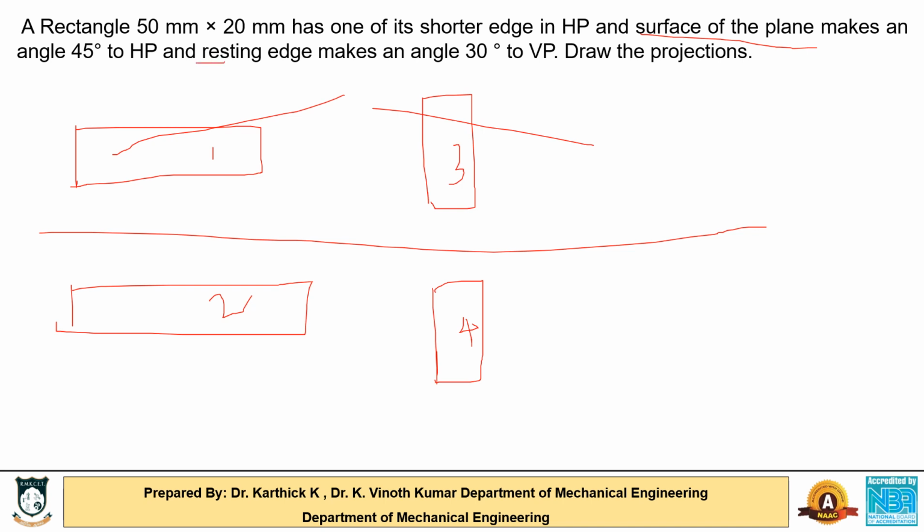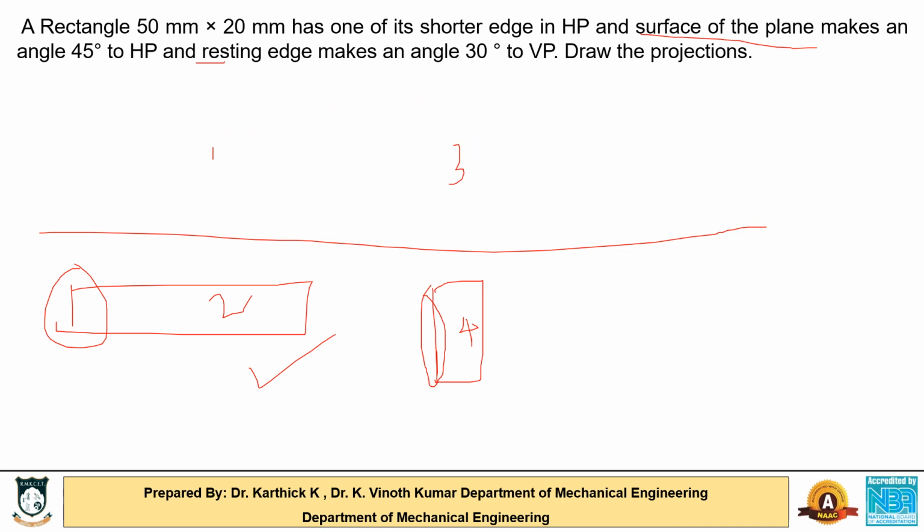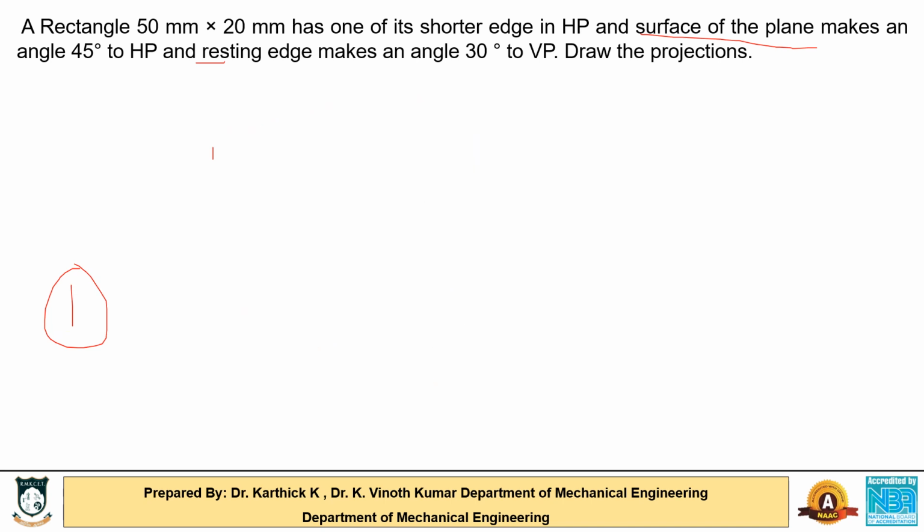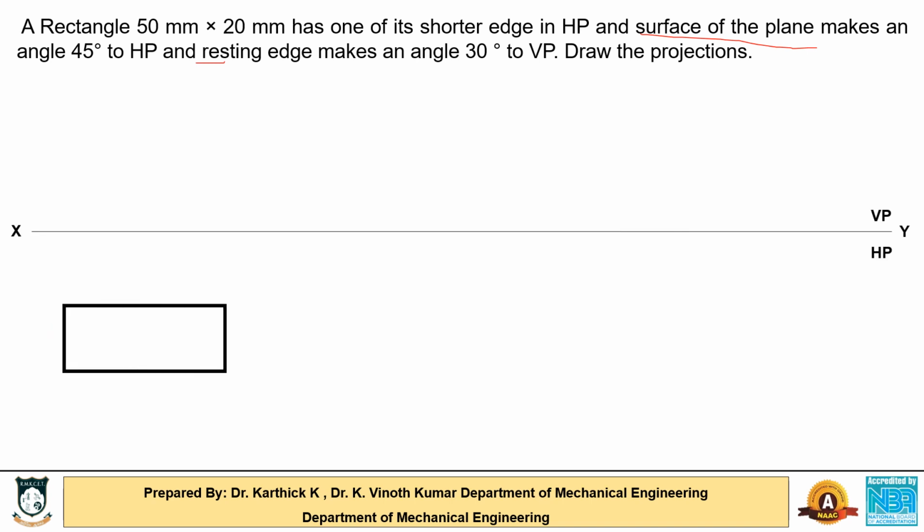If you see here, one of the shorter edges is resting on HP. So definitely, this is a shorter edge and this is a longer edge. But as per the condition, it is a shorter edge, so the possibility 2 is the right one. So we have to see what the condition is first of all. Once or twice, read the question properly, whether it is resting on the shorter edge or longer edge. First of all, draw the reference line and then draw the rectangle lamina. Again, I'm saying that it is the shorter edge only that we are keeping like this.